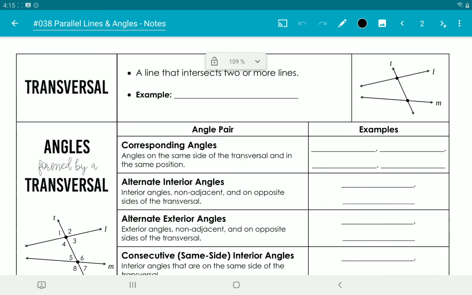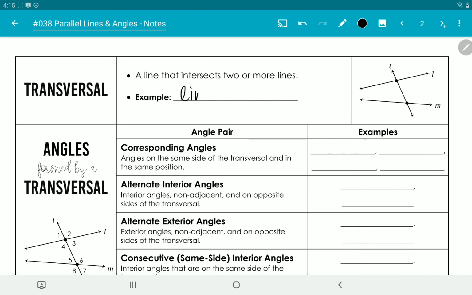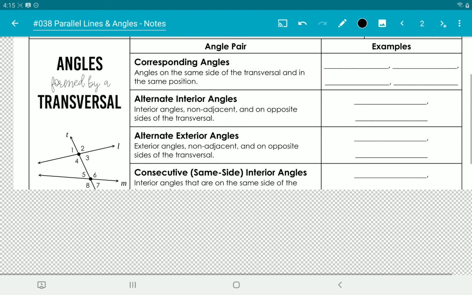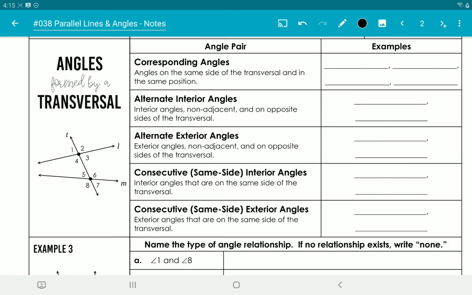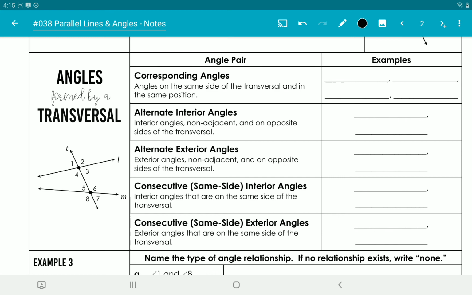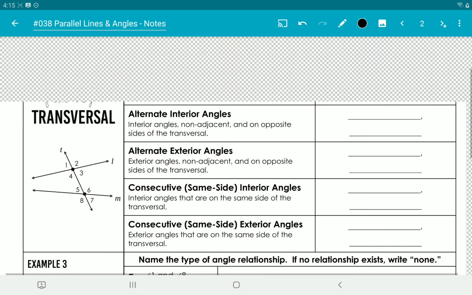Now we're going to be looking at a transversal. So a transversal is just a line that intersects two or more other lines. Okay, so an example in this one would be this line T over here. It goes through these two lines. But sometimes these lines that the transversal is going through are parallel. Okay, so those are going to be different situations.